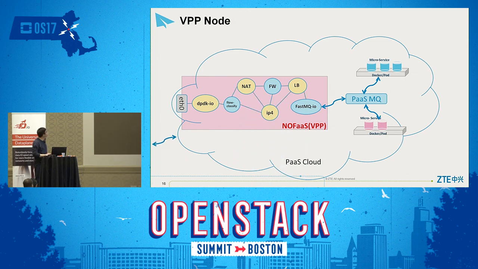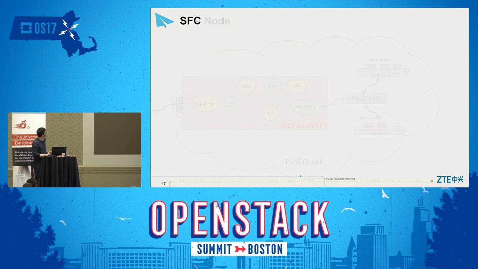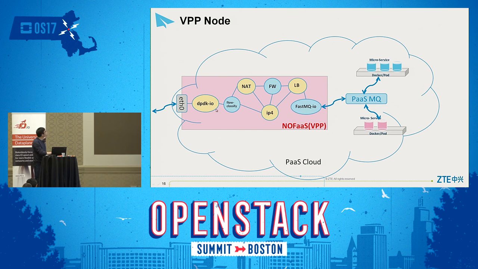If a packet goes into the NOF node, firstly it will be processed by this node, flow classify. This node will determine which node the packet goes to, for example, the NAT node or the IP4 node. And then it will go to the PaaSMQ, mentioned just before, which is based on the VPP, and the packet will be sent to any kind of microservice in another container.